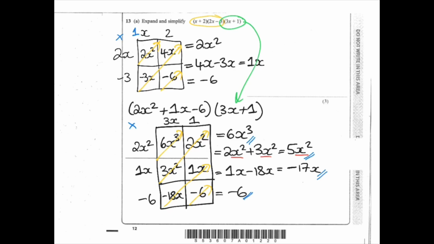So you're going to write it out. 6x cubed plus 5x squared minus 17x minus 6. There's your final answer. Super easy, 3 marks in the exam. Okay, I think we have one more. So last one for this topic.